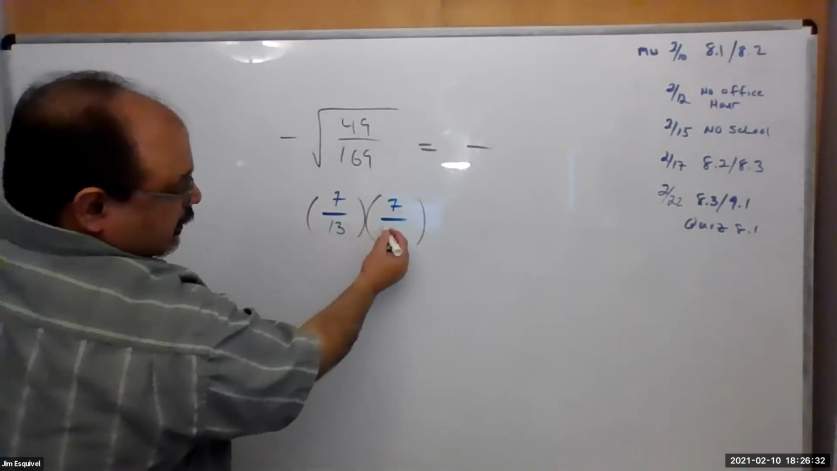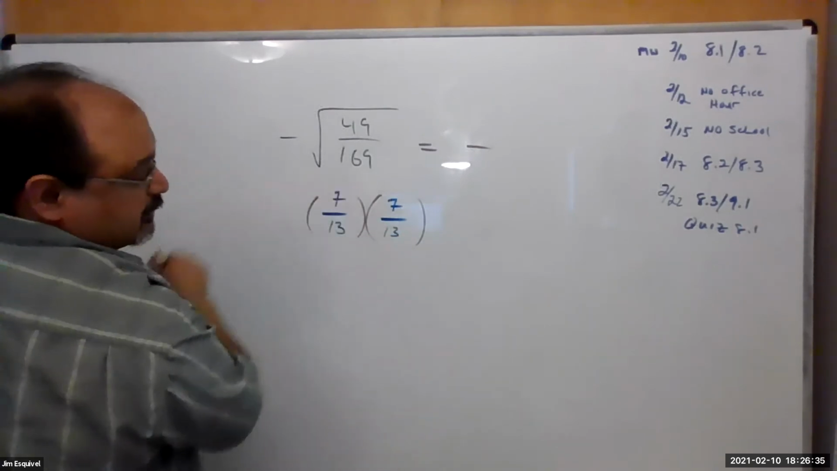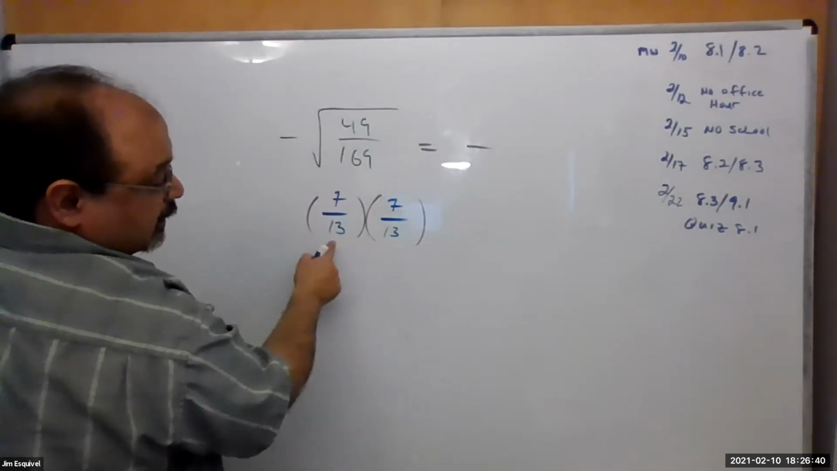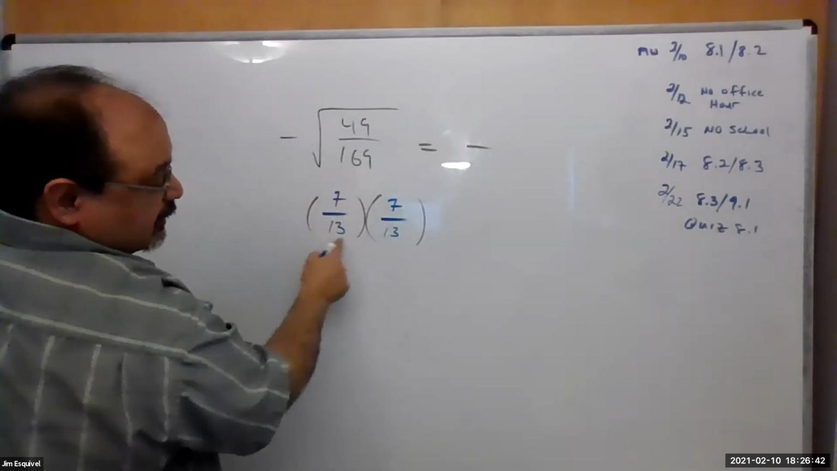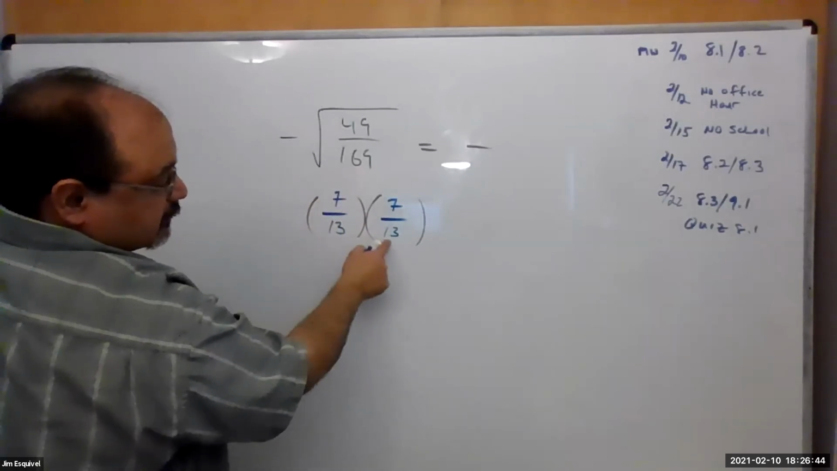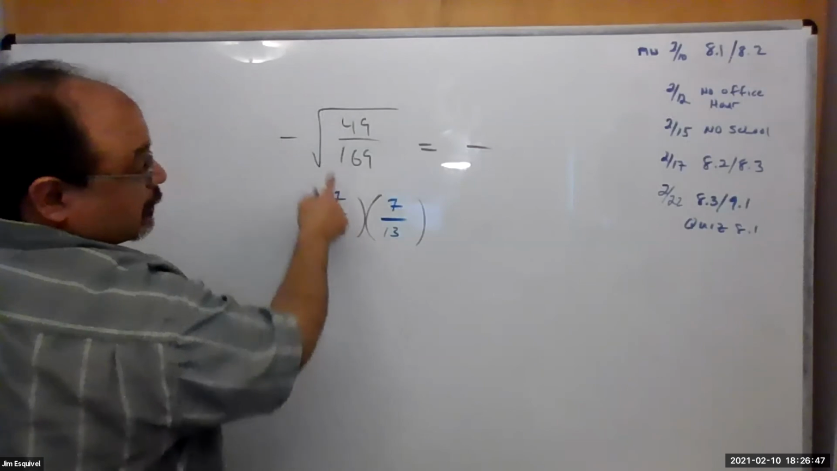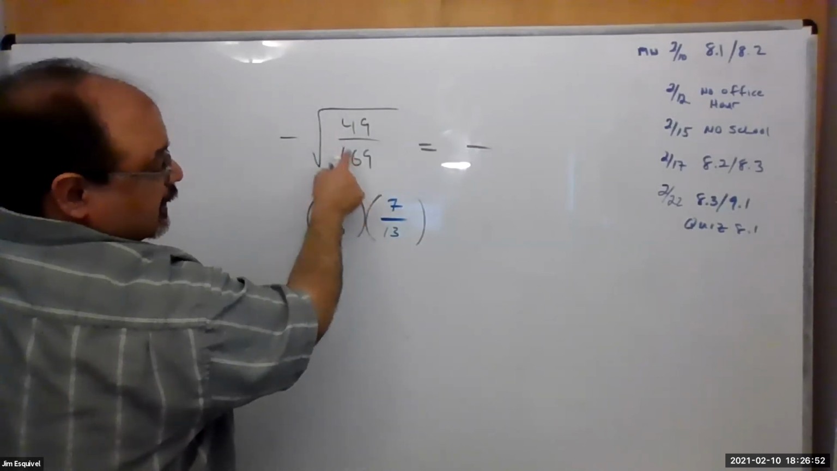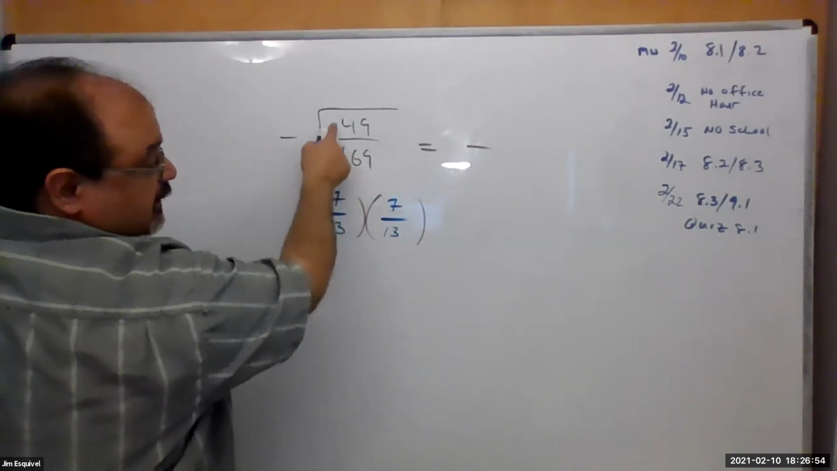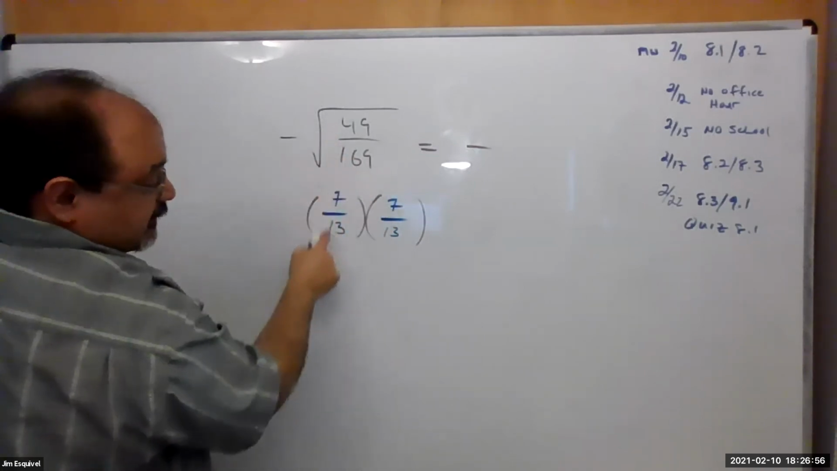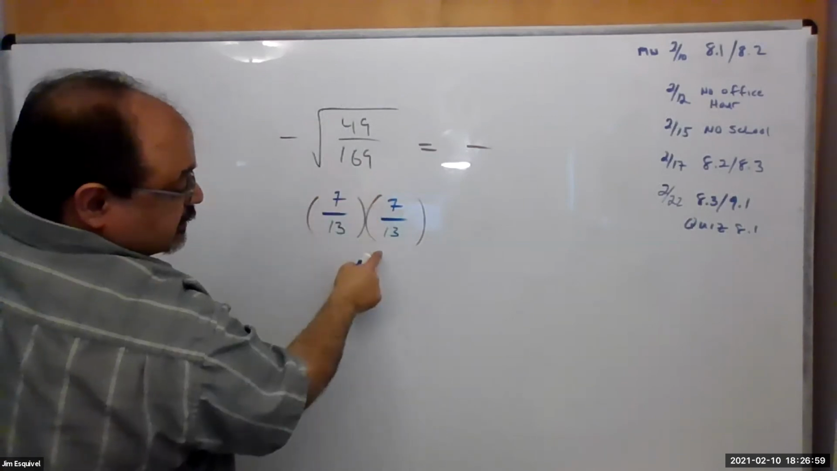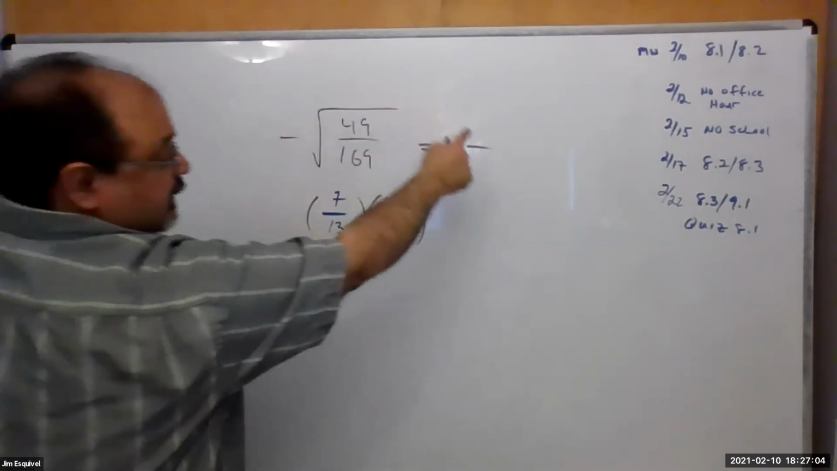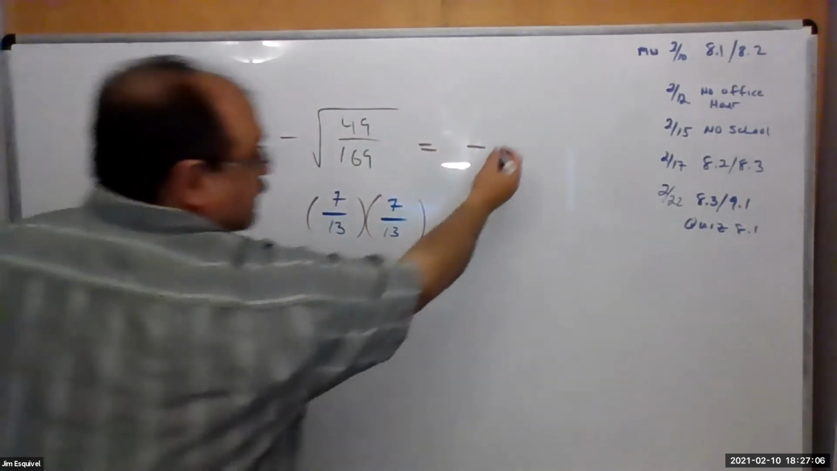13 times 13 is 169. You want to burn that into your memory. 169 is 13 times 13. So the square root of 49 over 169 is asking what times itself is 49 over 169? 7/13 times 7/13. So the answer is going to be the negatives on the outside, so it's going to be a negative 7/13.